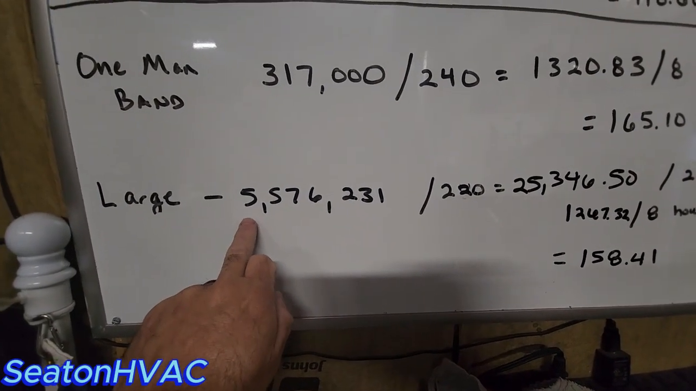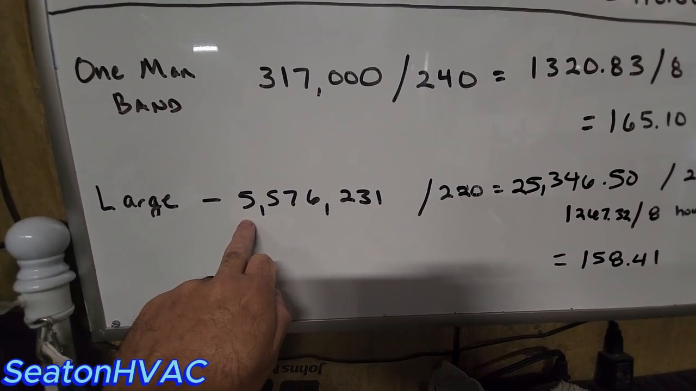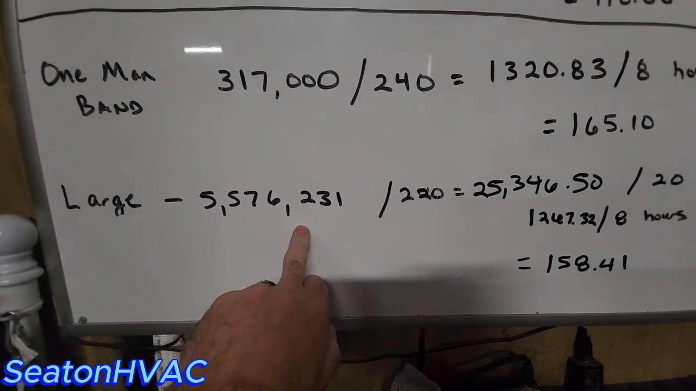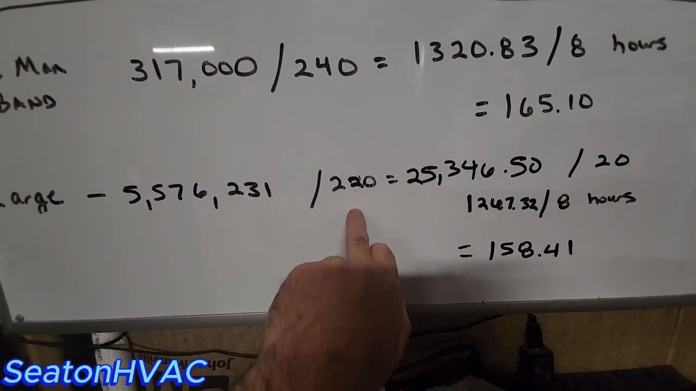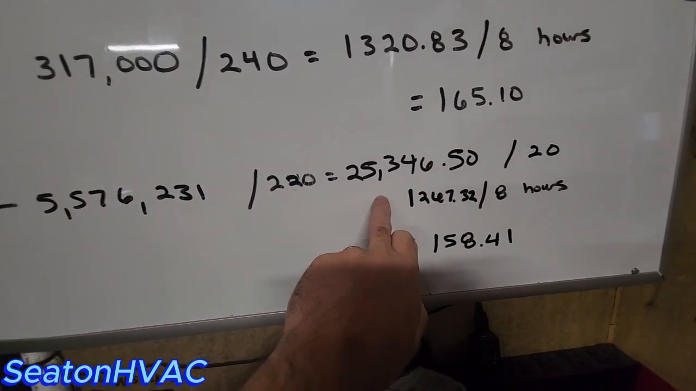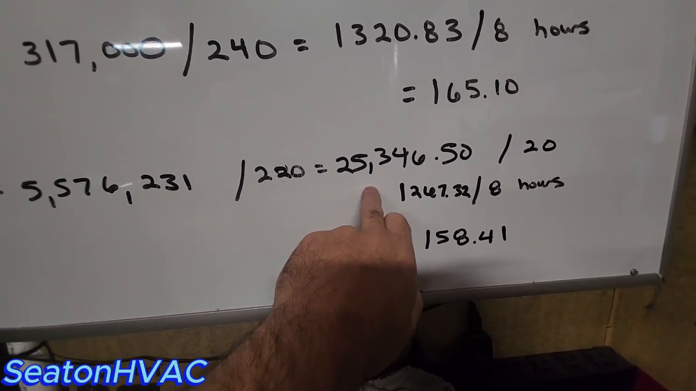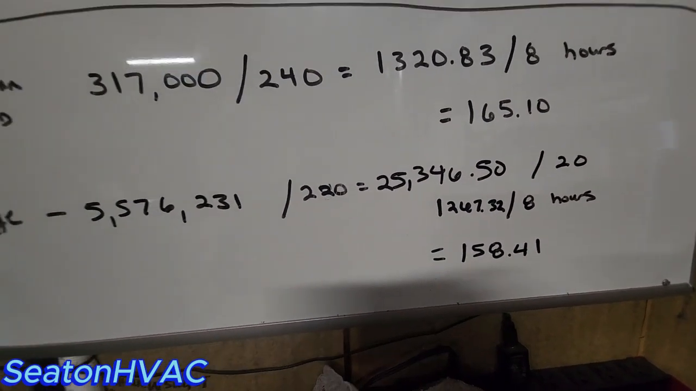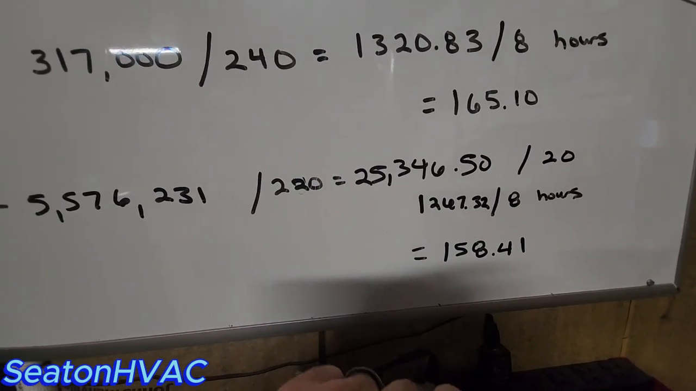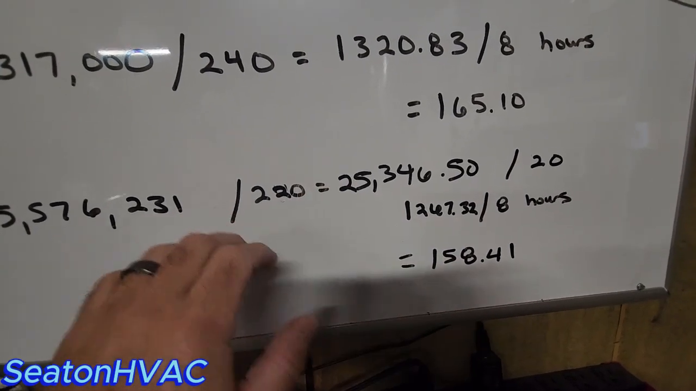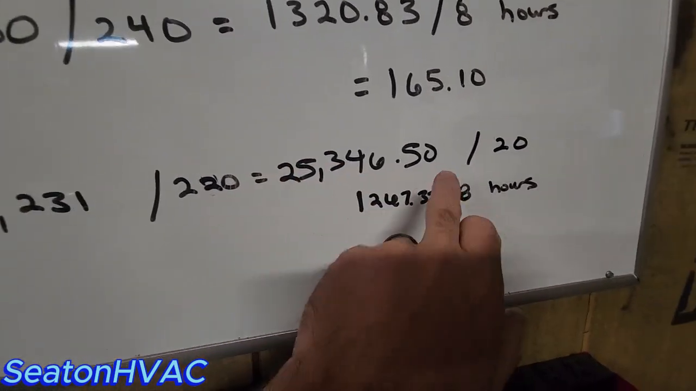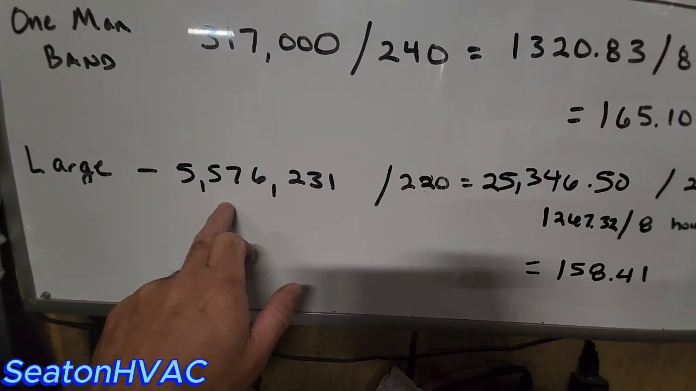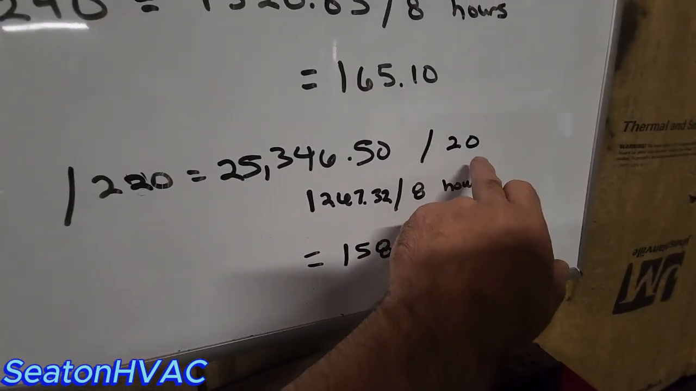So let's say their overhead burden per year is 5,576,231, okay? Let's divide that by our 220 days. So per day, their overhead is $25,346.50, okay? That sounds like a huge number, doesn't it? But for a company of 20, that can easily happen. Figure payroll and everything else, vans, gas, etc. So let's say they now have 20 employees. So their overhead didn't go up a ton, but they now have 8 more employees.